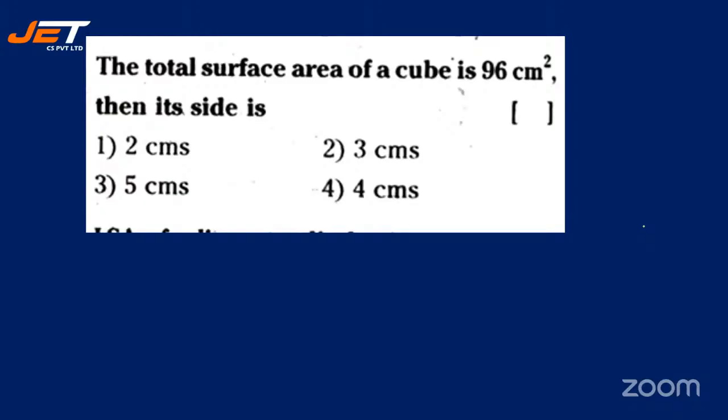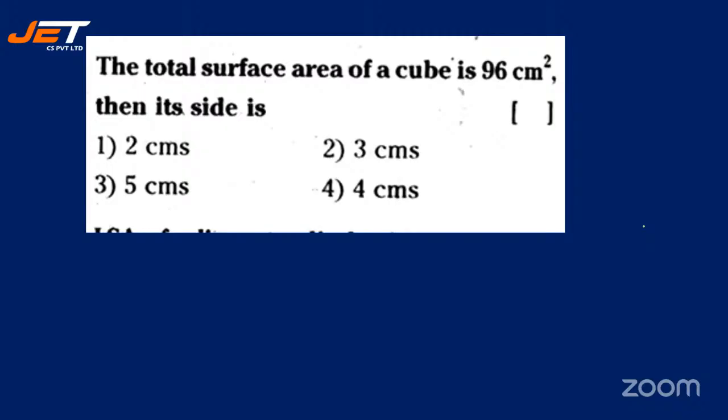All right. Now, the total surface area of a cube is 96 centimeters square. Then its side is dash. 2 centimeter, 3 centimeter, 5 centimeter, and 4 centimeter. So quickly you can answer this.